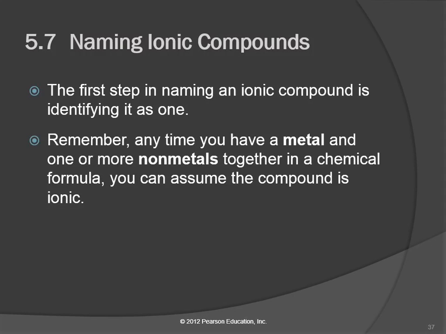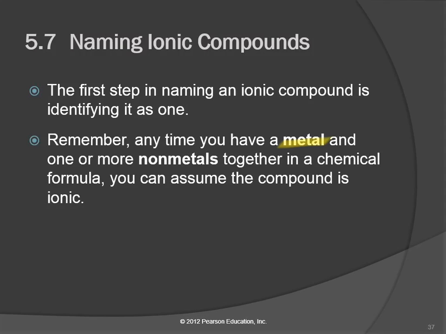Naming ionic compounds. This might repeat a little bit what we did on Tuesday, but that's okay. First step to naming an ionic compound is identifying that it is one. Okay, we identify ionic compounds because they're going to contain a metal, and they're going to have one or two other nonmetals in them. So if you look at the formula for the compound and the first element is a metal, bang, you can assume it's ionic.